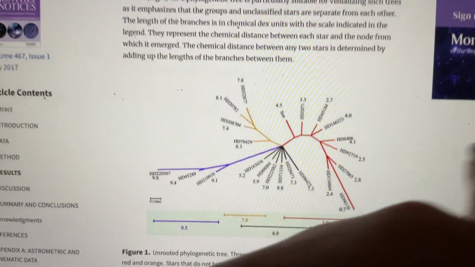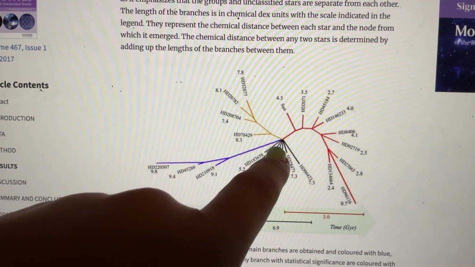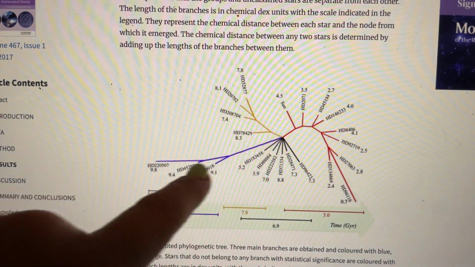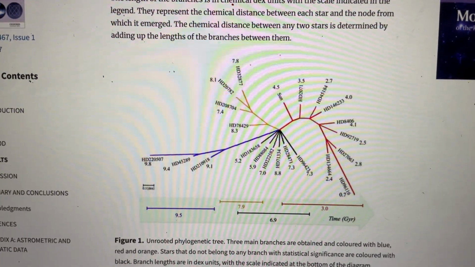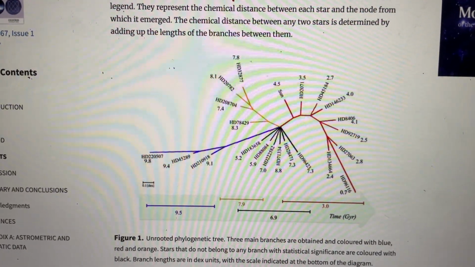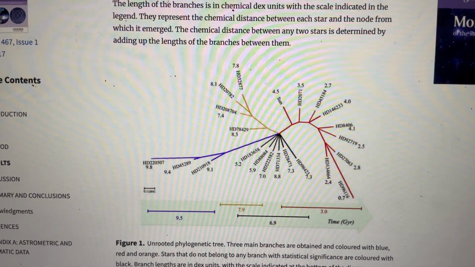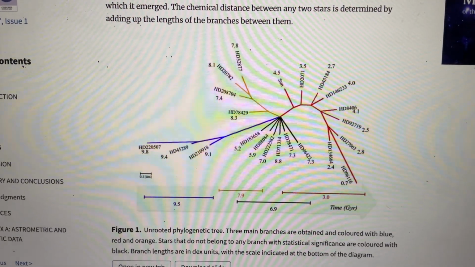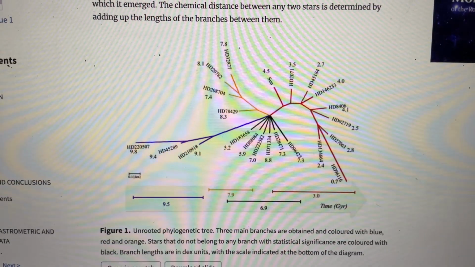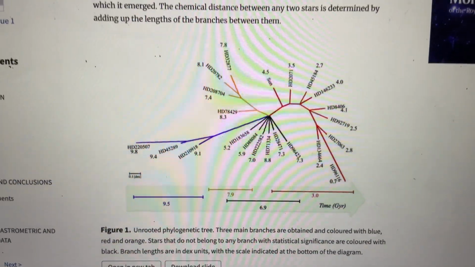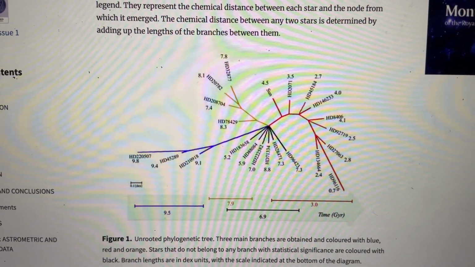So here we have the red, and then we have the yellow, the black, and then the blue. And this one looks different than the trees that we've been seeing, but you can definitely still see with the different lengths and by their colors that they are indicated by. It shows a clear representation of how similar their chemical compositions are to one another and how closely they're related to one another.